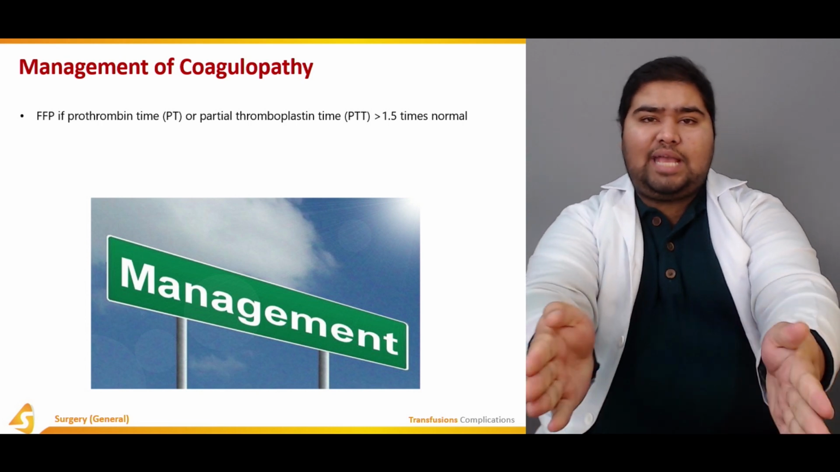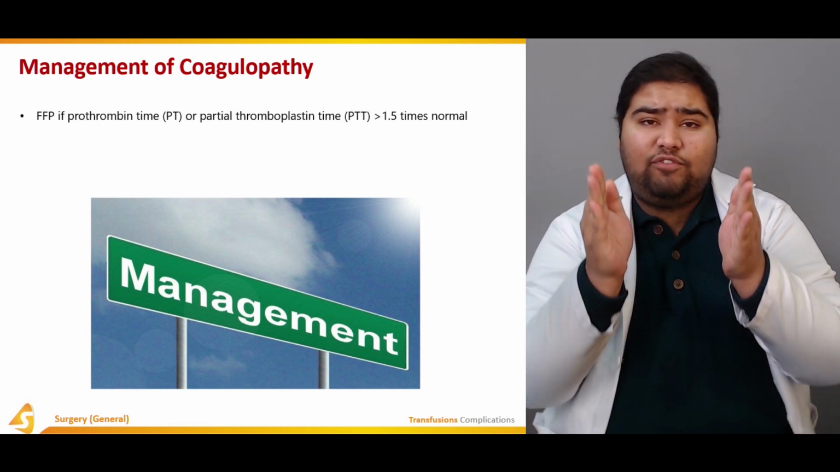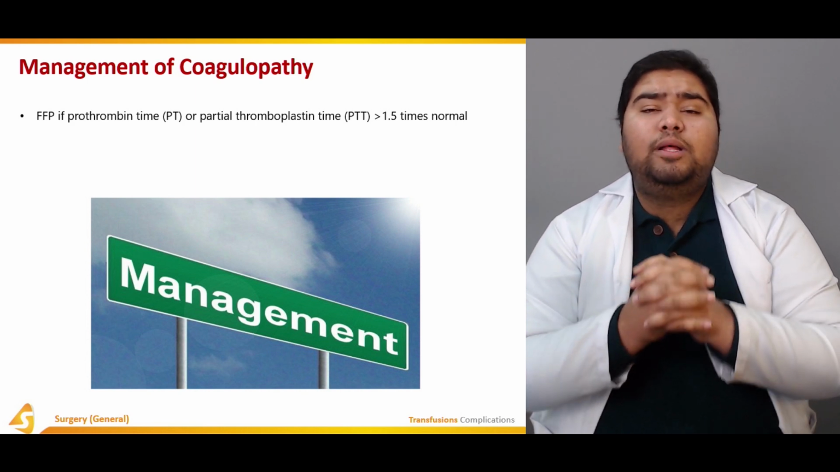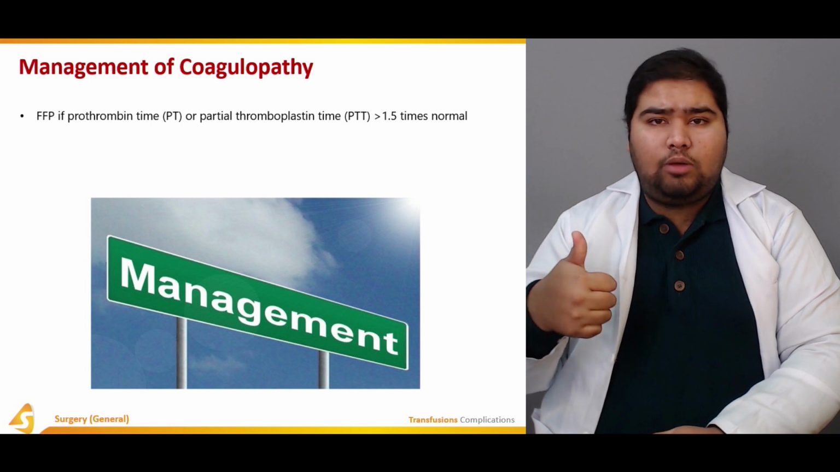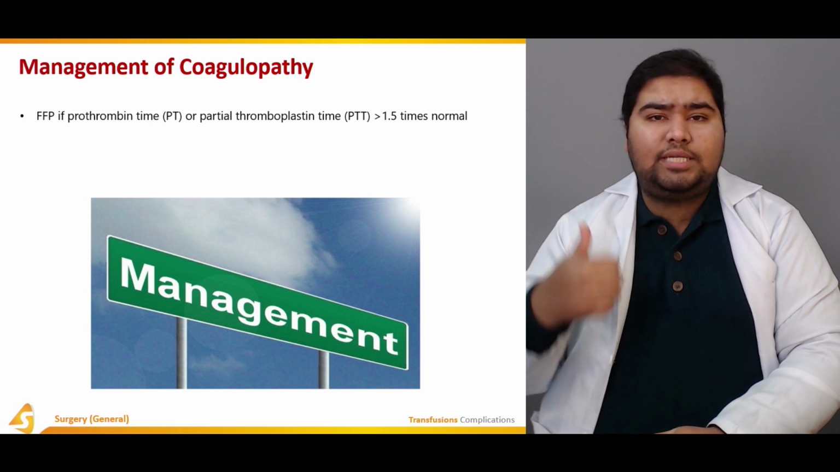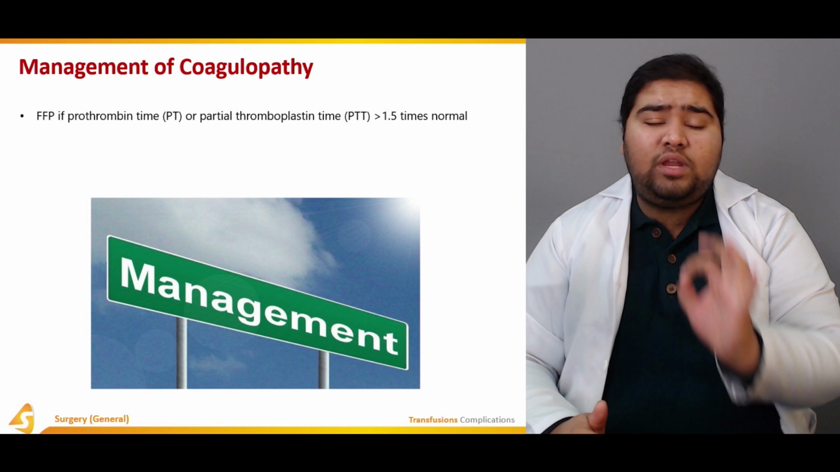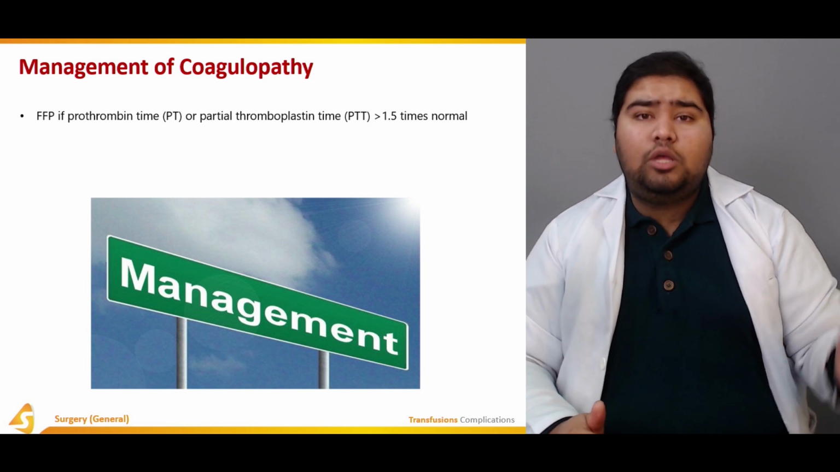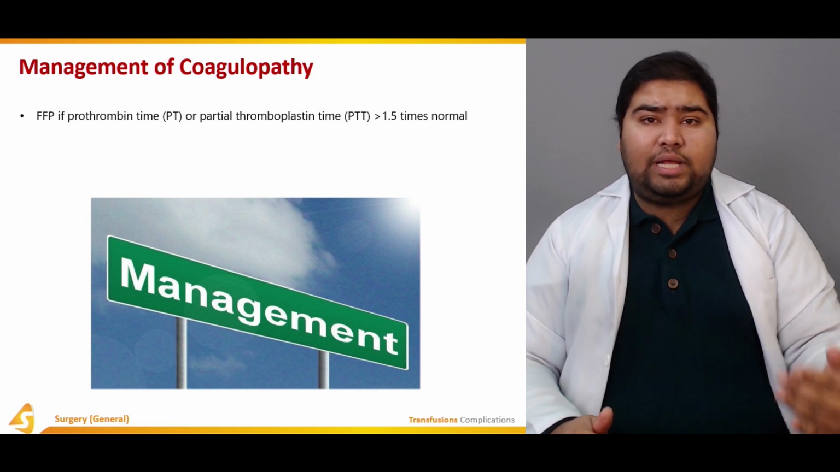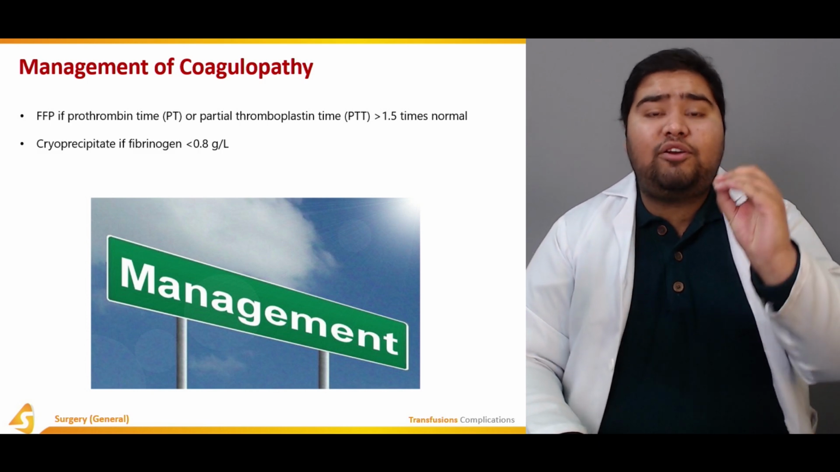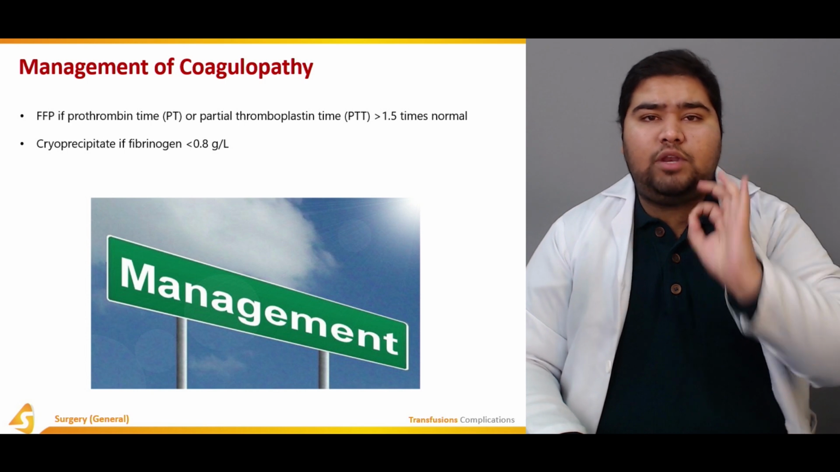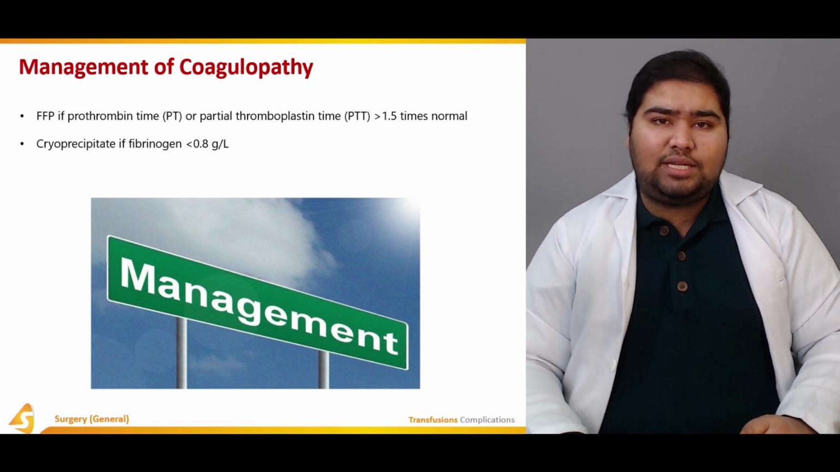So this is the takeaway slide from this presentation. This is what you need to remember. If the PT, the prothrombin time, or the PTT, the partial thromboplastin time, are more than 1.5 times their normal limit, what would you transfuse? You would transfuse fresh frozen plasma. However, you'll give cryoprecipitate if fibrinogen is less than 0.8 gram per liter.